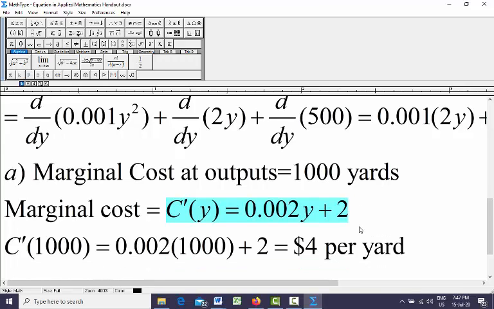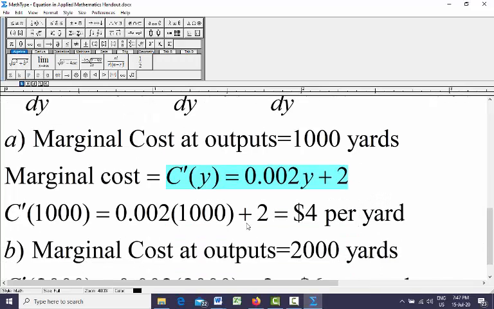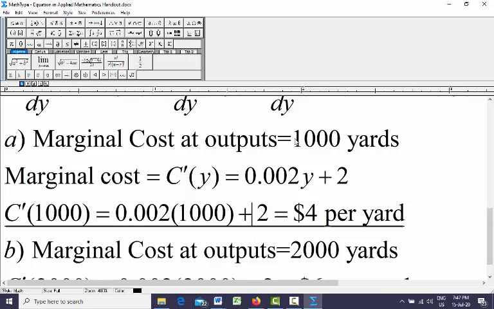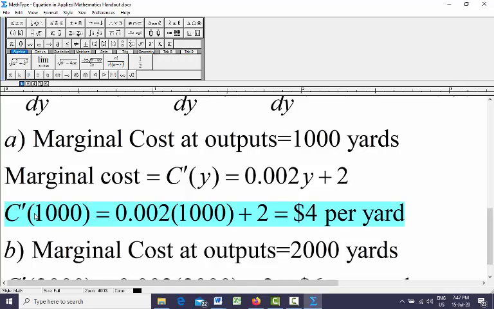Now here the question was asking us to find out the marginal cost at 1000 yards. So marginal cost at 1000 yards, that means the value of y should now be 1000. So if you put the value of y there, you will get the answer of $4 per yard. That means the marginal cost of producing the 1000th yard is $4 per yard.